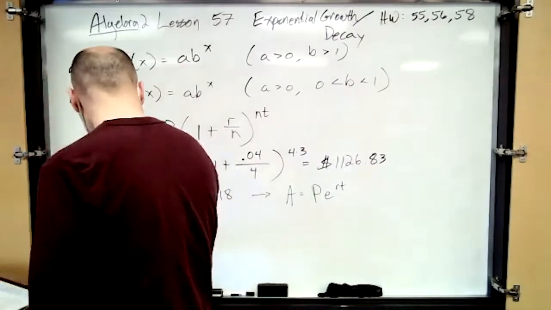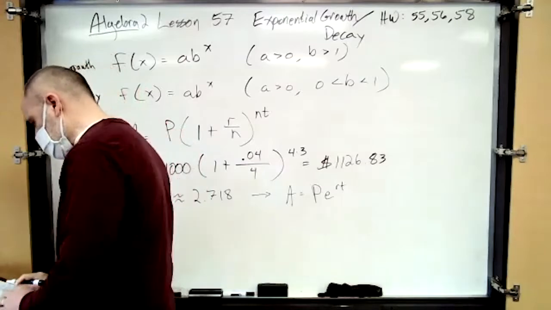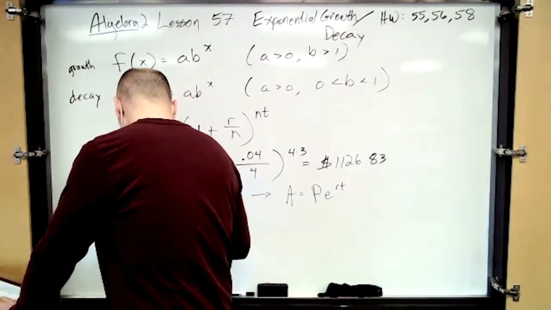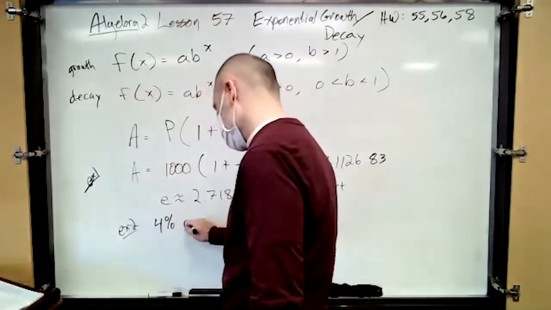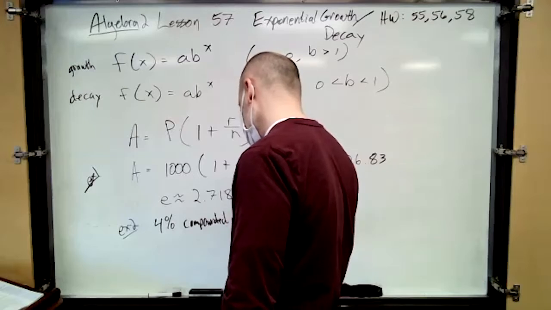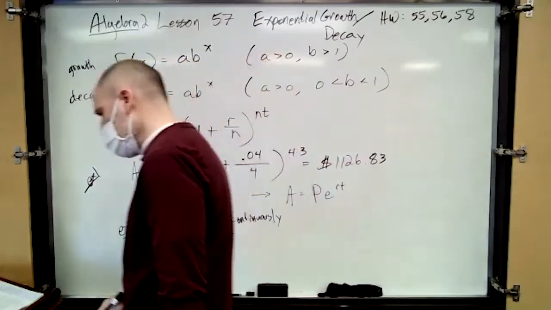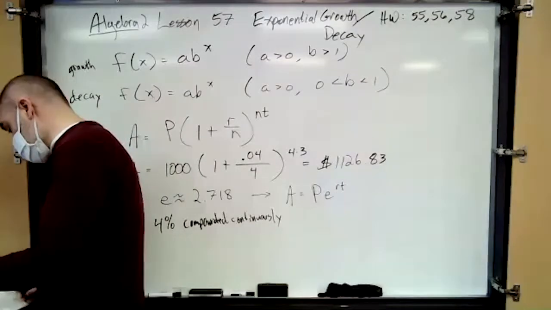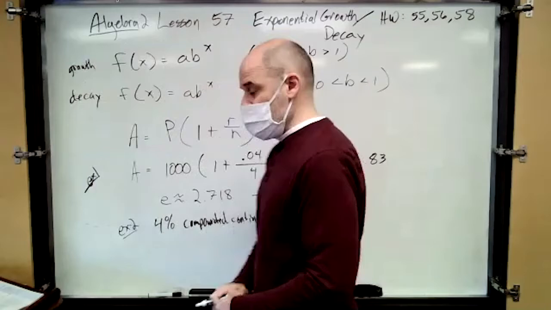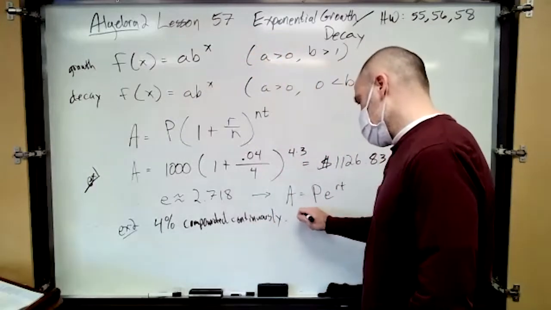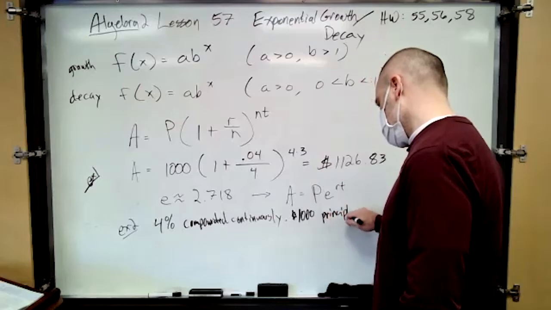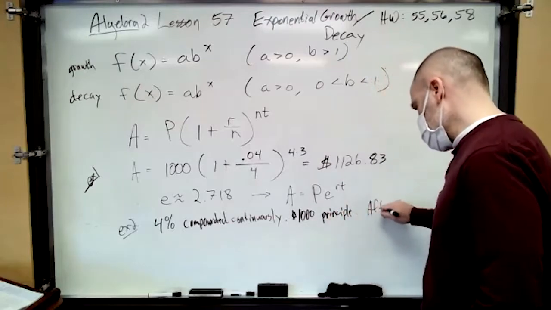Okay, so let's do an example. Example 2 says a savings account earns an annual rate of 4%, compounded continuously. Okay, so you just need a couple more factors. The account begins with the principal amount of $1,000. What will the value be after 3 years? $1,000 principal. After 3 years, what's it going to be?